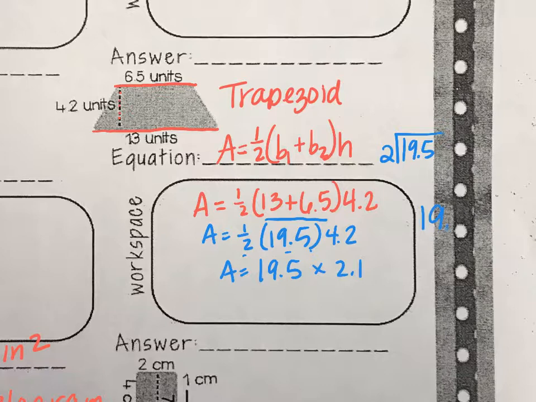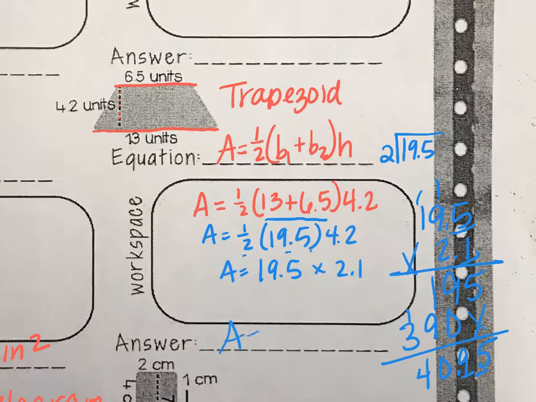Can I multiply that? You really only have to deal with the gross numbers one time on that. So I got area equals 40.95, and it's going to be units squared.